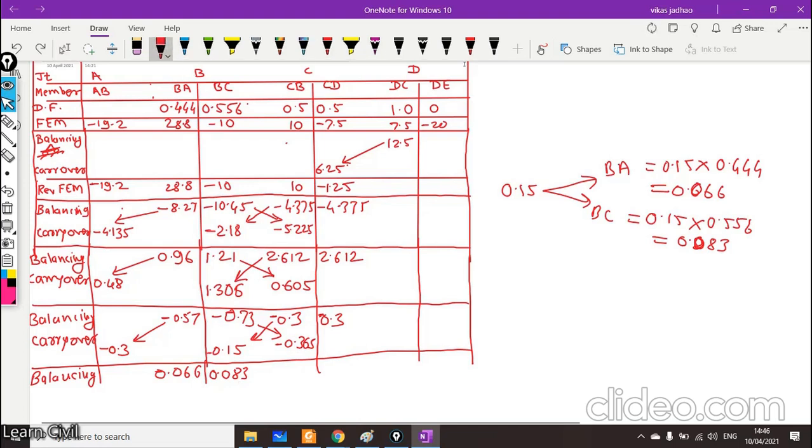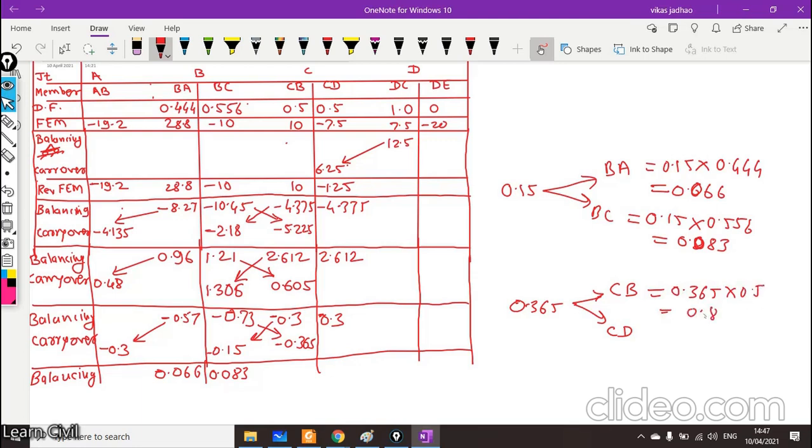Now this minus 0.365 will be balanced by a balancing moment of plus 0.365, and it will be shared by CB and CD. Okay, and the proportion will be 50%. So it is equal to 0.365 multiplied by 0.5, that is distribution factor, and it is equal to 0.182. Okay, so 0.182.